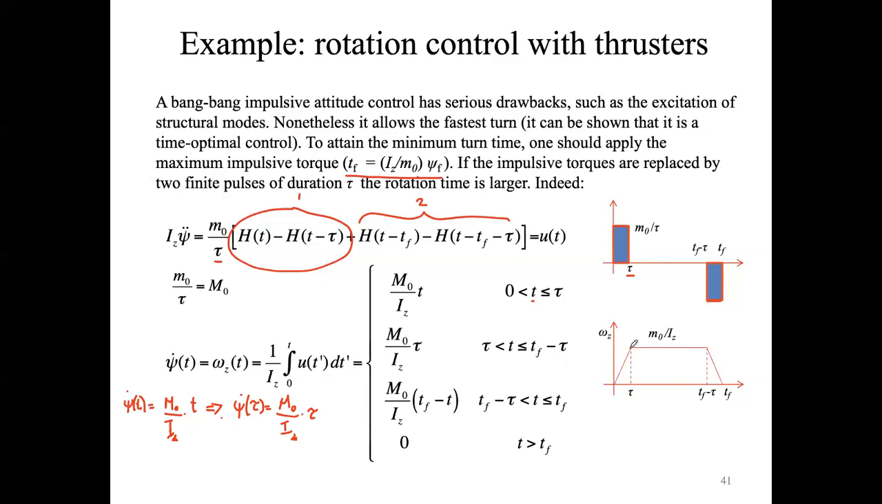The acceleration is going to stop, and the spacecraft is going to rotate with a constant and uniform angular velocity that is given by m0 divided by the moment of inertia times the time of our firing. So we will have a constant velocity of the spacecraft from tau to t final minus tau. The third period that we have to integrate is when the step function will provide a negative torque, so a negative m0.